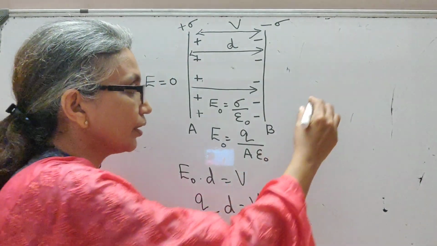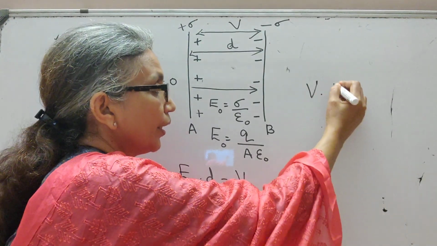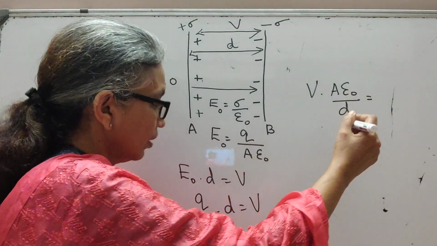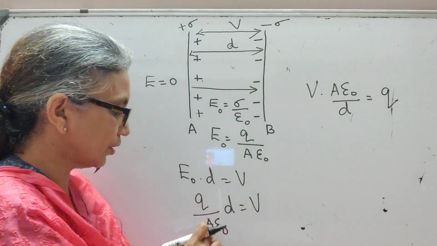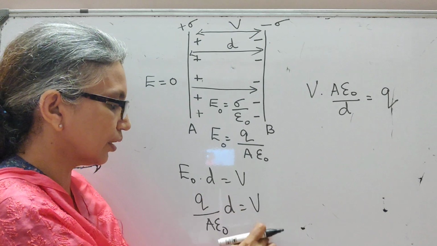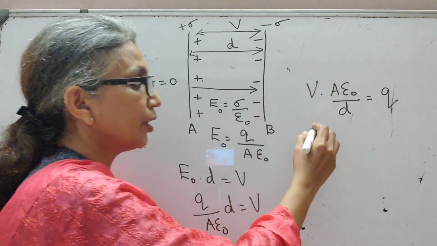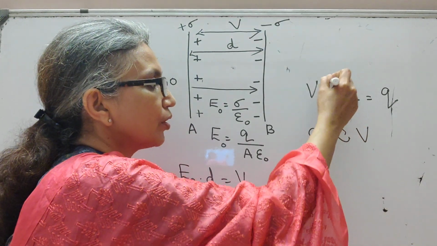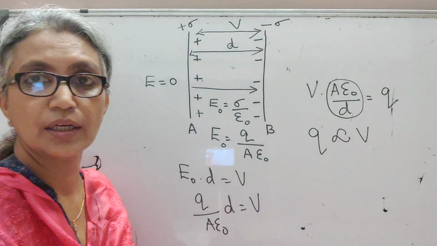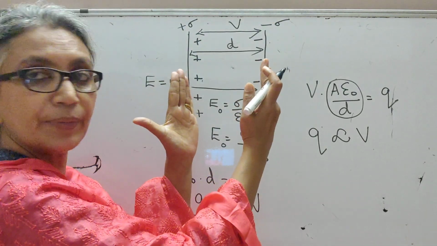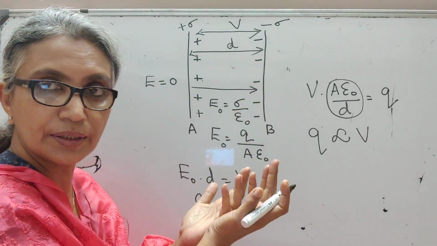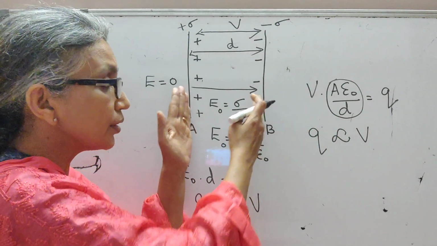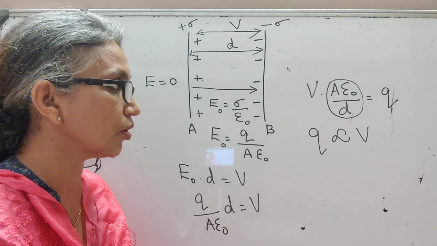I'm going to rearrange this and write V into A epsilon 0 by d is equal to Q. I just brought this A epsilon 0 to the right, d here to the denominator, and I may now write Q is proportional to V, simply because this whole thing is a constant. A is the area of the metal plates. It's a constant. When you make the capacitor, the area of the metal plates is a constant. d, the distance between the plates, is also maintained a constant.